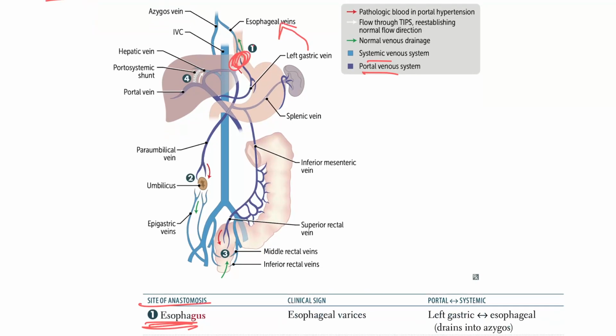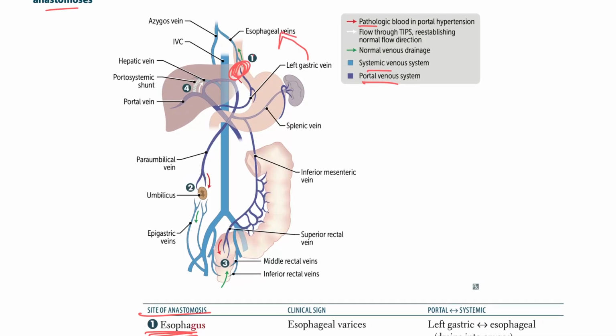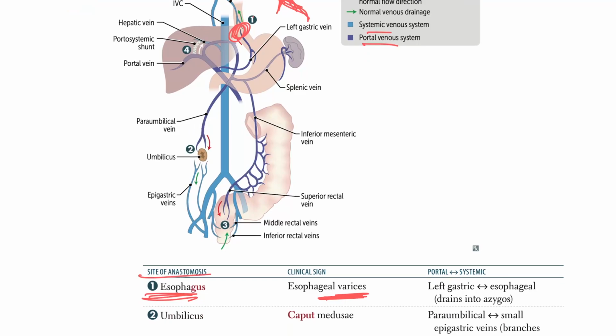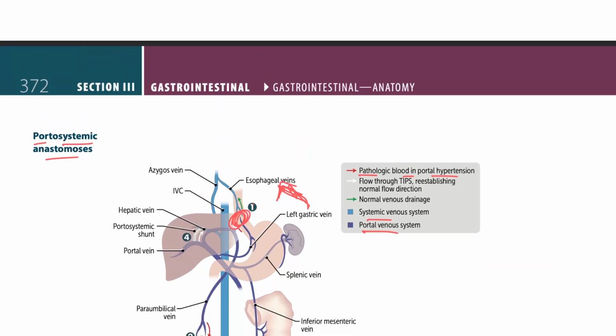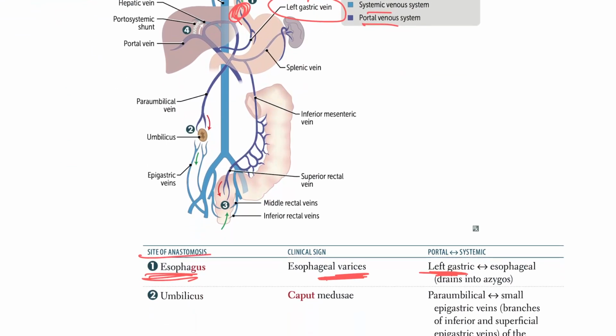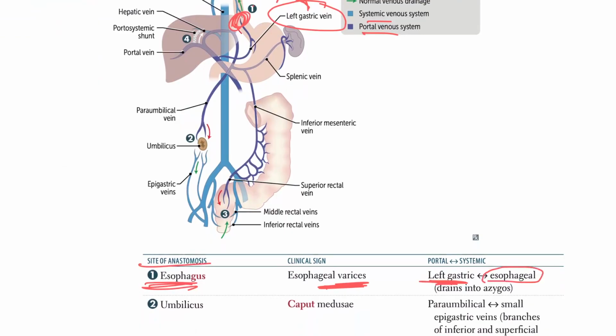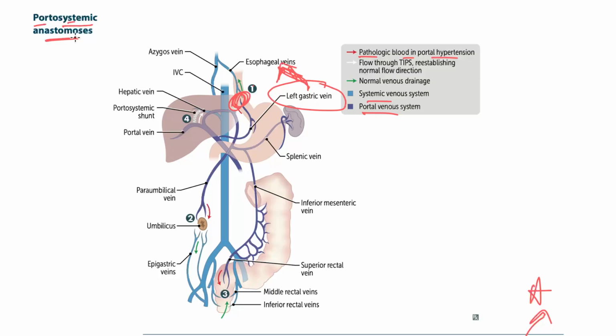But if you have pathologic blood flow in portal hypertension, instead of going the normal way, what's going to happen is you have varices formation because of the portal hypertension. But let's read. So as I mentioned, the left gastric was going to the esophageal vein and draining, and that esophageal vein will drain into the azygous vein. So that's the first portal systemic anastomosis.